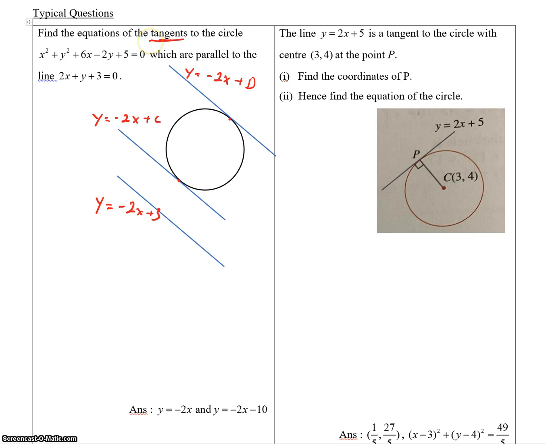The secret word is tangent, because when it is tangent, it touches the circle, which means these two lines actually meet this equation. So what we do is we sub y equal to -2x plus c into the circle's formula, and from there we are going to solve. So let me show you the solution.